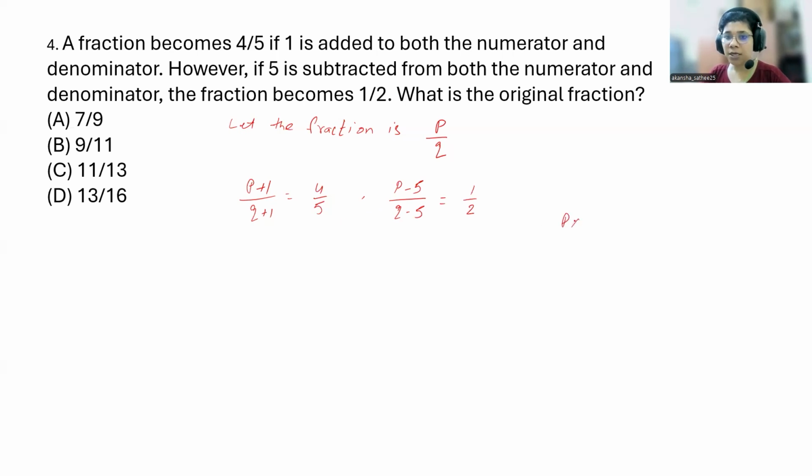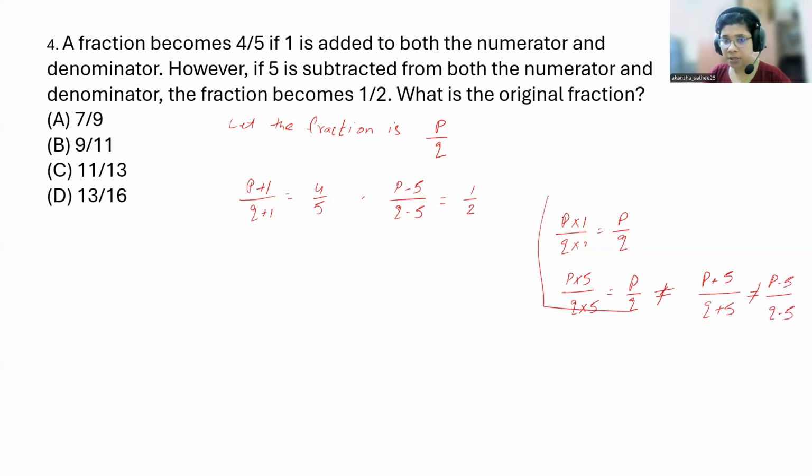So if you do P into 1 over Q into 1, that is equal to P by Q only. Or P into 5 over Q into 5, that is equal to P by Q only. But that is not equal to P plus 5 over Q plus 5, and that is not equal to P minus 5 over Q minus 5. This you please remember. This is very important. Don't get confused with multiplication and addition and subtraction while you solve fraction problems.